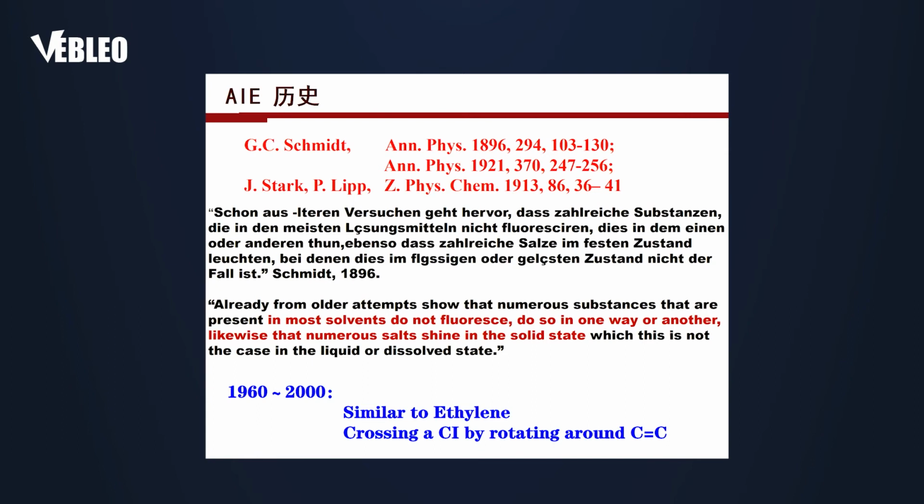And between 1960 to 2000, actually many nice pieces of work were done to try to rebuild the mechanism of AIE. And most of the research concluded that the mechanism of this AIE molecule is probably similar to that of ethylene. That is, probably the functional group must rotate around the C=C double bond, and by rotating this double bond, they must cross a conical intersection.